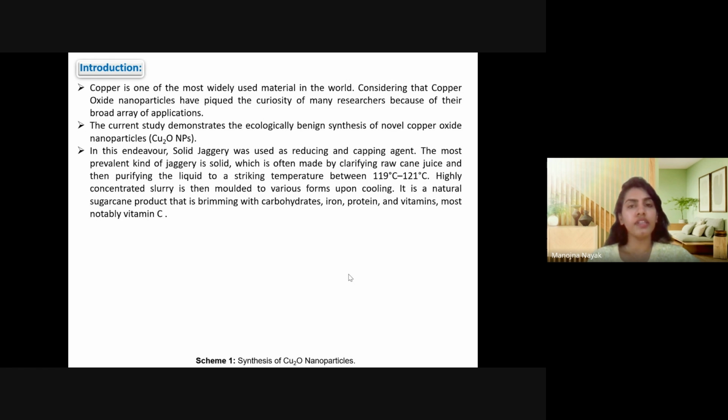As we know, in our daily schedule we use sugar mainly in our diet, and it is also considered a poisonous thing in our daily diet. So thinking of that, when I thought about the coastal area, there they mainly use solid jaggery as the sweetener. And so that thought came to us, why not use solid jaggery as the reducing agent? Therefore, in this endeavor, solid jaggery was used as reducing and capping agent to synthesize our nanoparticles. And it is also brimming with carbohydrates, iron, protein, vitamins, and most notably vitamin C.